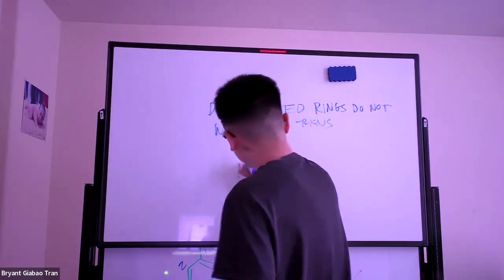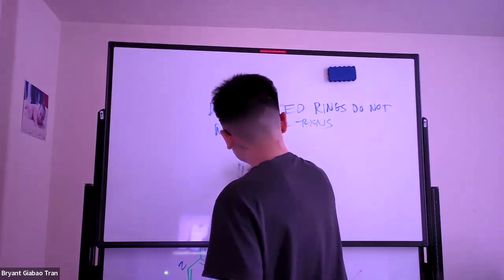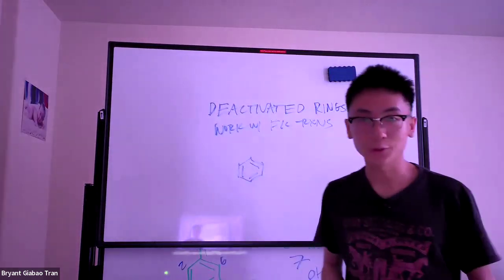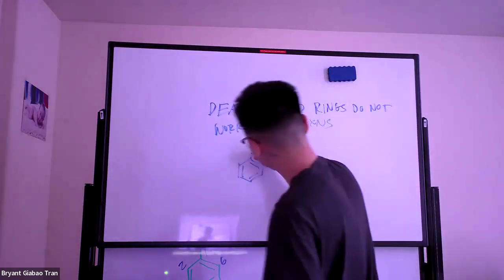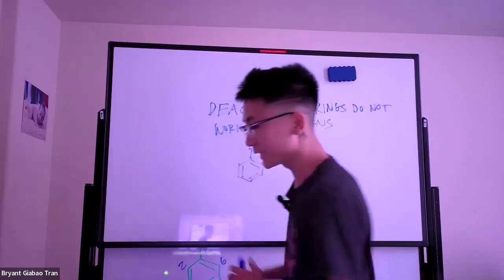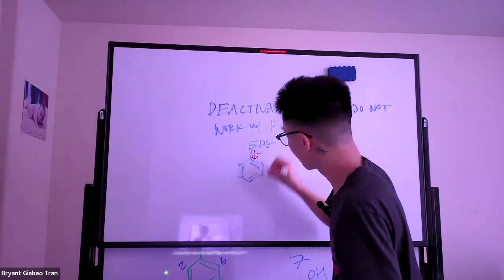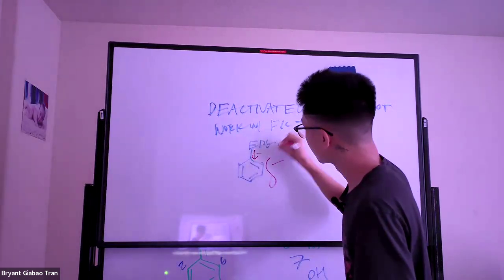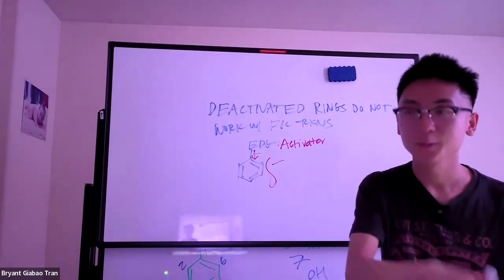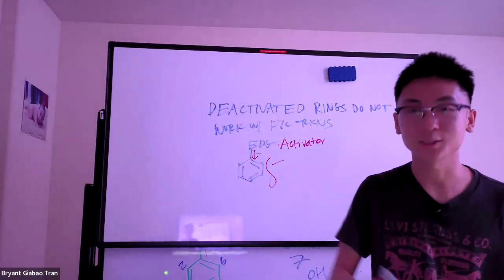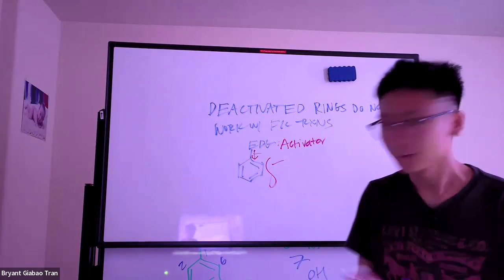So what is a nucleophile? What charge does a nucleophile have, negative or positive? Negative charge, right? So if an EDG is donating electrons into the benzene ring and making it more negative, the EDG is an activator. It makes the benzene a stronger nucleophile, because it's donating electrons, making the benzene more negative.